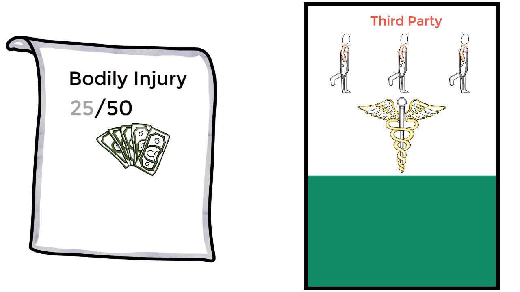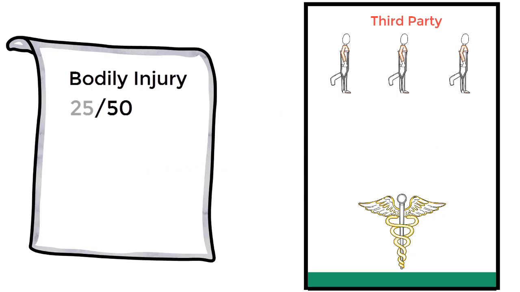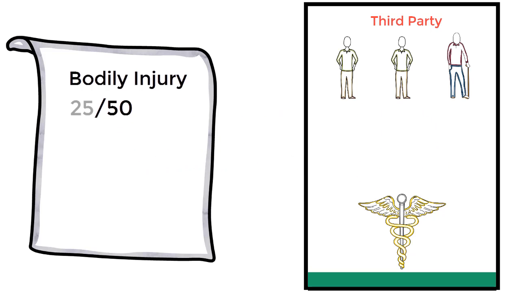Now let's go over this second number. The second number means that the insured's bodily injury coverage will pay no more than $50,000 in third-party medical expenses resulting from a single accident. So this second number is the per-accident limit and is also known as the aggregate limit. Aggregate means all third-party medical expenses put together.